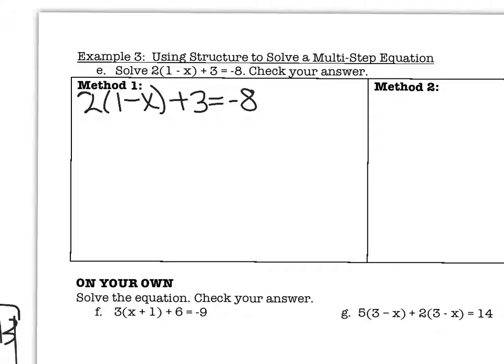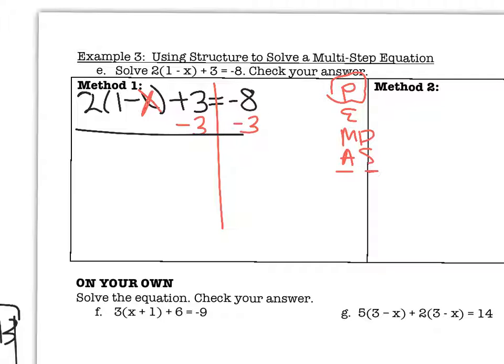So if we do that, on the left side, I'm going to look for anything being added or subtracted to x. Since x is in the parentheses, according to the order of operations, we can deal with parentheses last. So what's being added or subtracted to the x would be the 3 outside the parentheses. So I'm going to subtract 3 from both sides, and then I will eliminate the 3 on the left side. We're left with 2 times (1 minus x) is equal to -11.